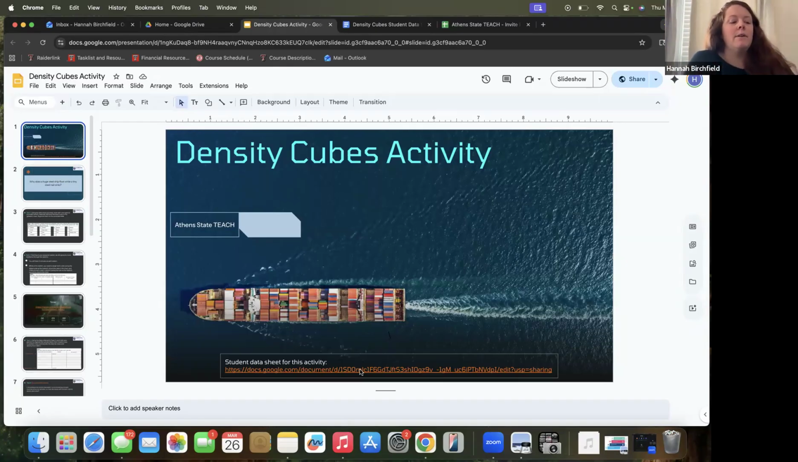You'll also have a set of cubes, density cubes. Typically, I try to give you one set of cubes for each set of 10 students you have. So if you have 20 kids, I'll give you two sets. If you have 23 or 24, I'll probably still give you two sets and you'll just have multiple groups of three. And if you have closer to 30, I'll give you three sets.